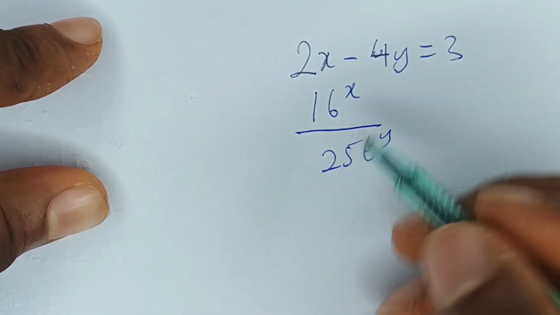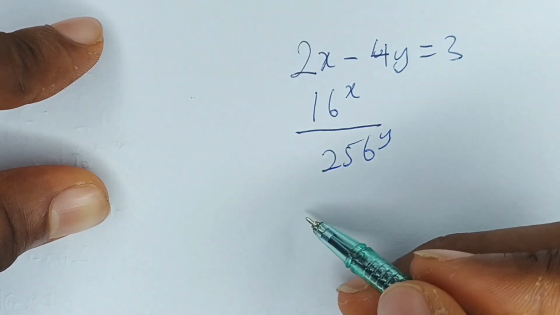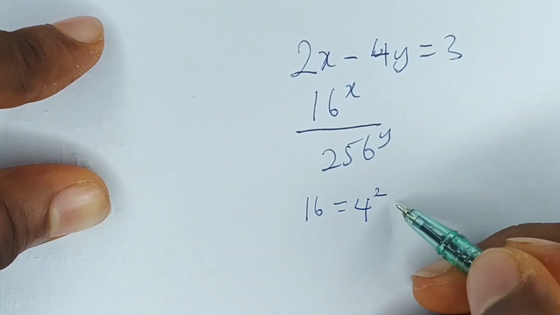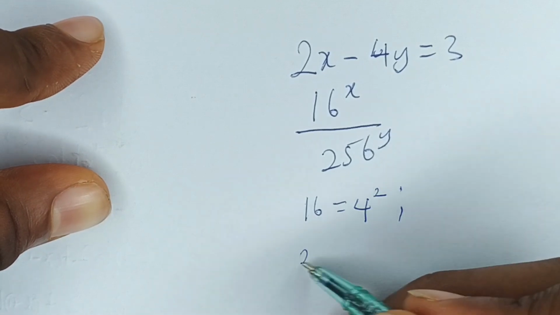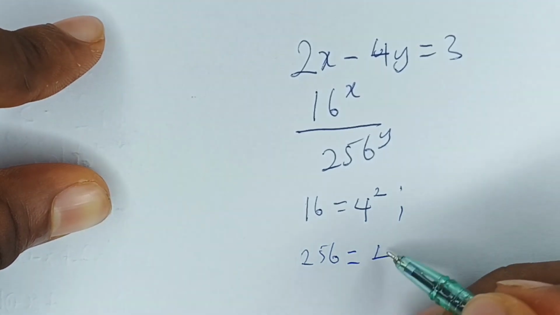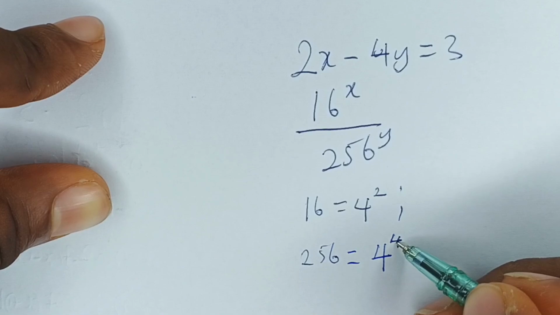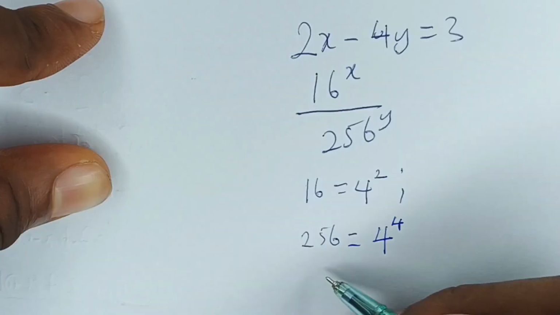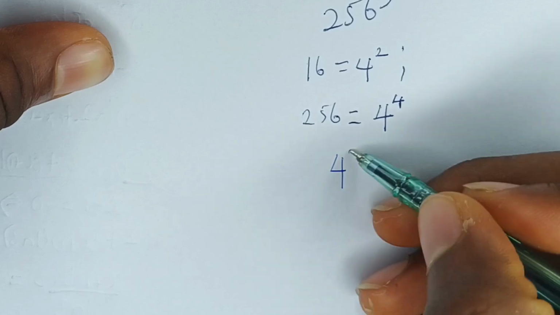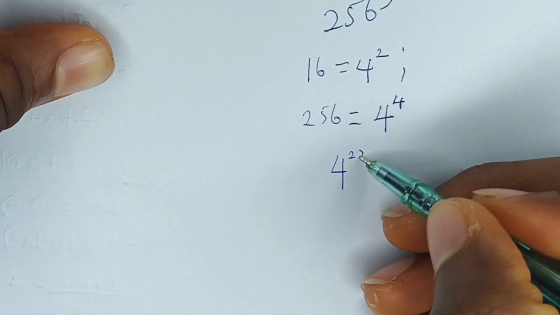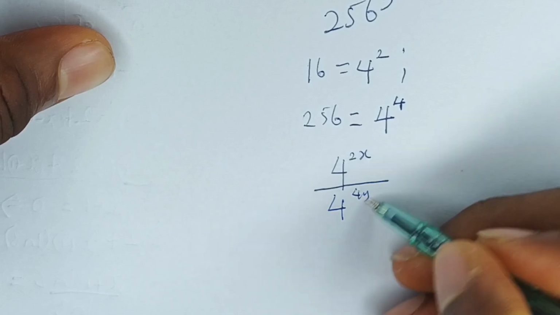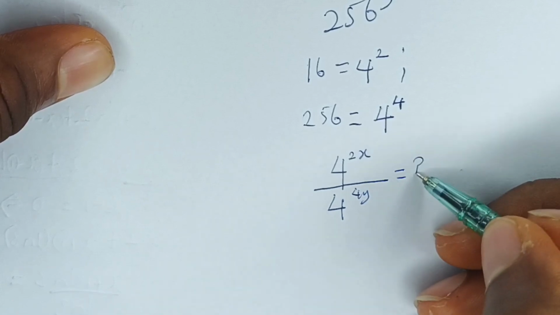First things first, we can write 16 as 4 squared and 256 as 4 to the power of 4. Now, substituting this here, we have 4 squared raised to the power of x, which is 4 raised to the power of 2x, divided by 4 raised to the power of 4y, is equal to question mark.